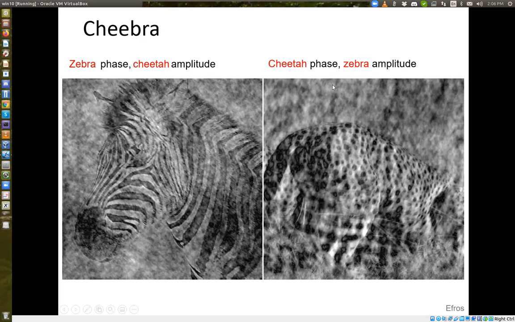So it looks like the phase is actually more important to get the image, like what we see. Even though I changed the amplitude. So this is quite interesting. I don't think I would know that beforehand, without doing the experiment. When you mix that, it's totally possible that this will look like a cheetah instead of a zebra, right? But it turns out the phase in this case is more important than the amplitude.